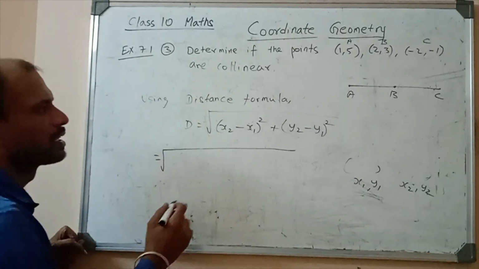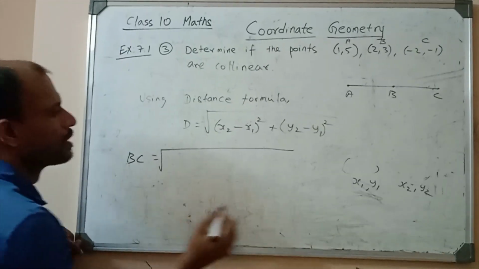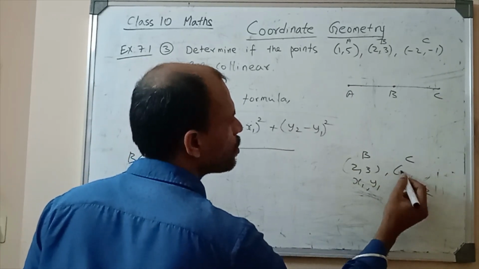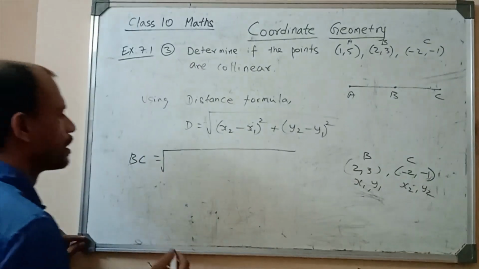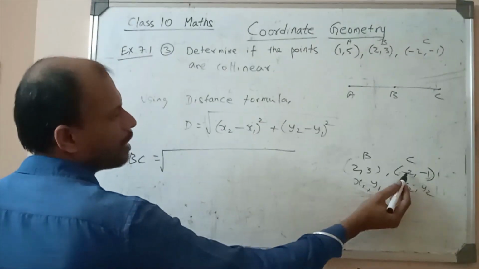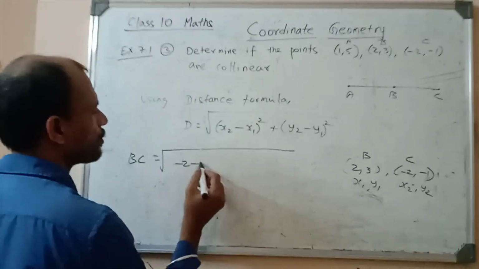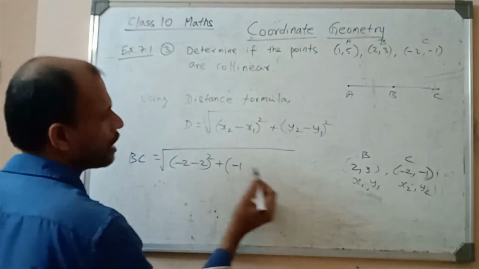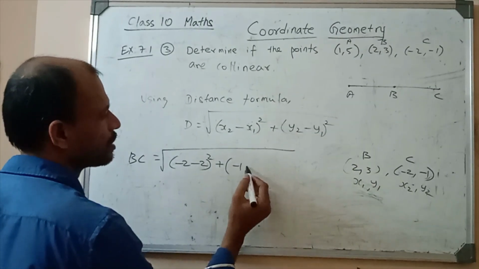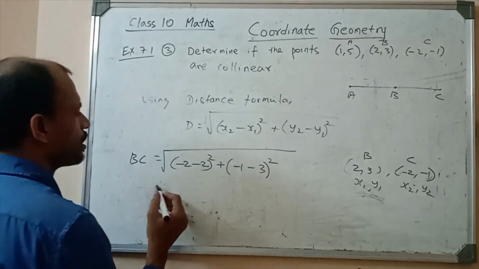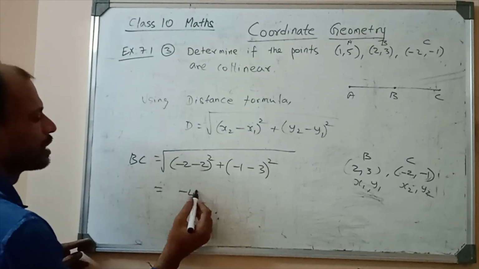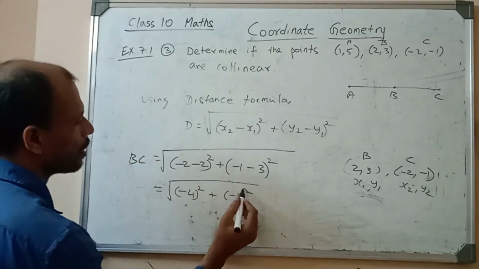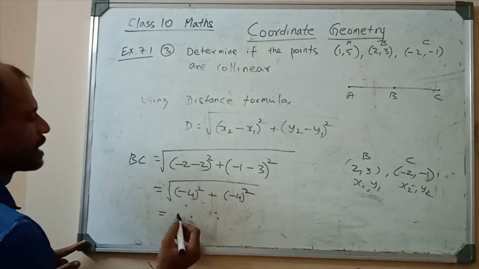So we found AB, now let us find BC. Here point B is (2, 3) and C is (minus 2, minus 1). So now x2 minus x1, minus 2 the whole square, plus y2 value is minus 1 and y1 value is 3, so minus 3 the whole square. So now it becomes minus 4 the whole square plus again minus 4 the whole square.